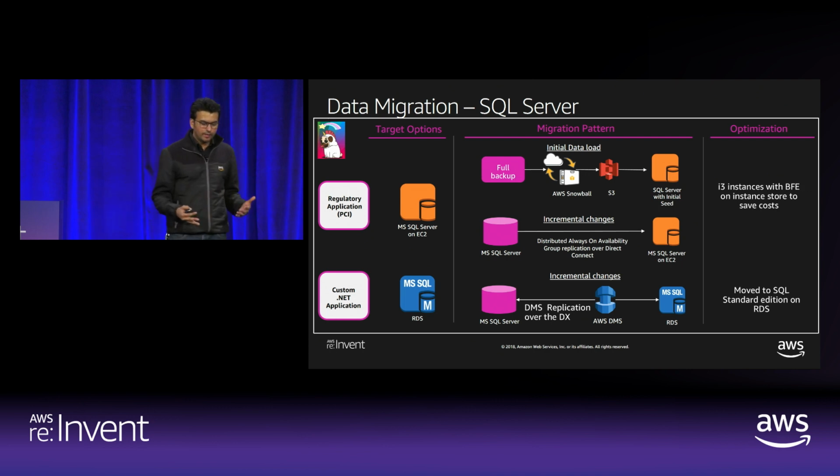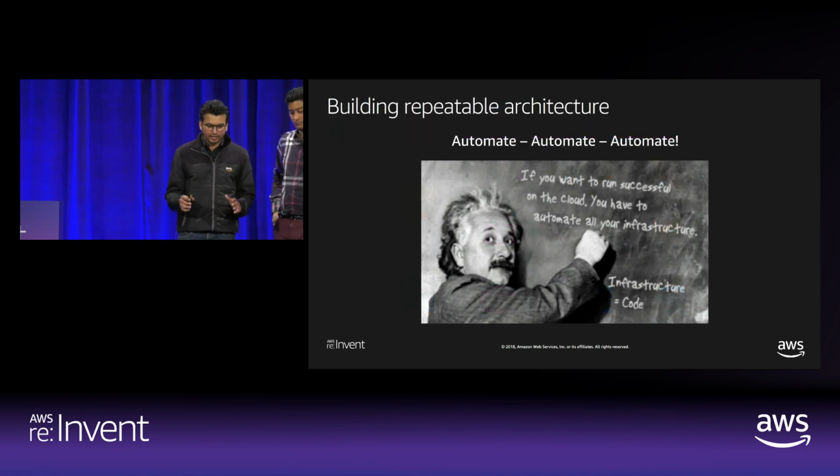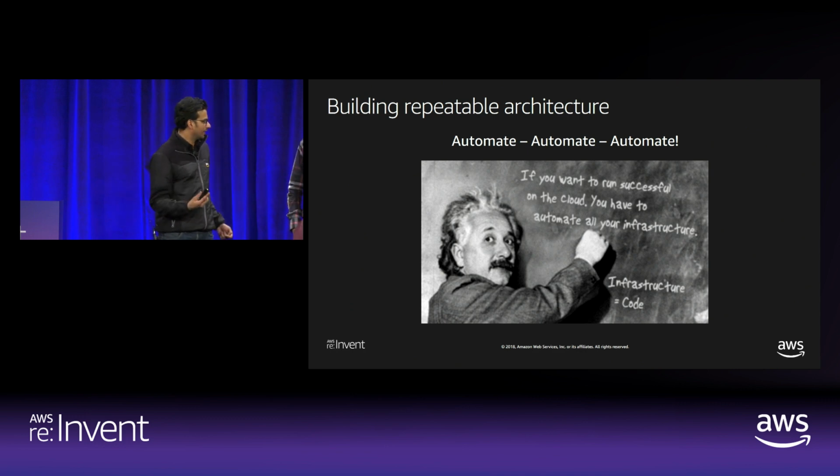For the custom .NET application, they used MS SQL Server, and they replicated using DMS. One of the advantages that they saw by using RDS is they could achieve high availability, or meet the RPO and RTO requirements that the business had, by just using the standard edition. Now, I just want to talk about building repeatable architectures, which is very, very key. And I'll give it to Giri, who'll take it forward.